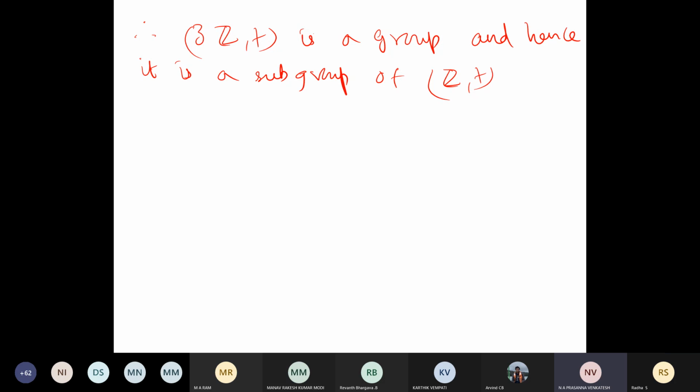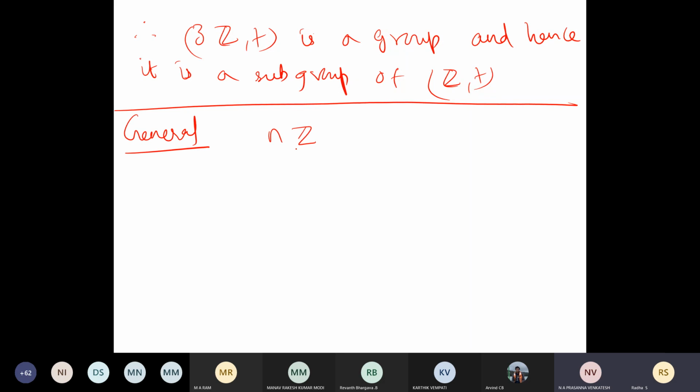So in general, what I can say is any nZ, comma, plus is a subgroup of Z, comma, plus. Okay, this type is a subgroup, we can just assume.